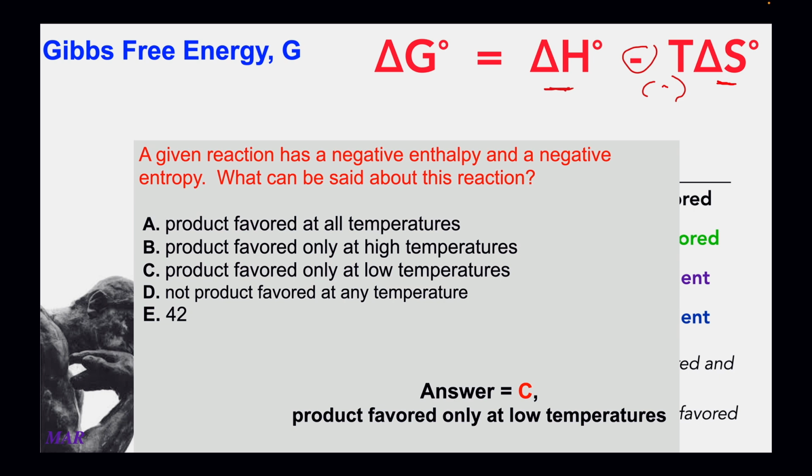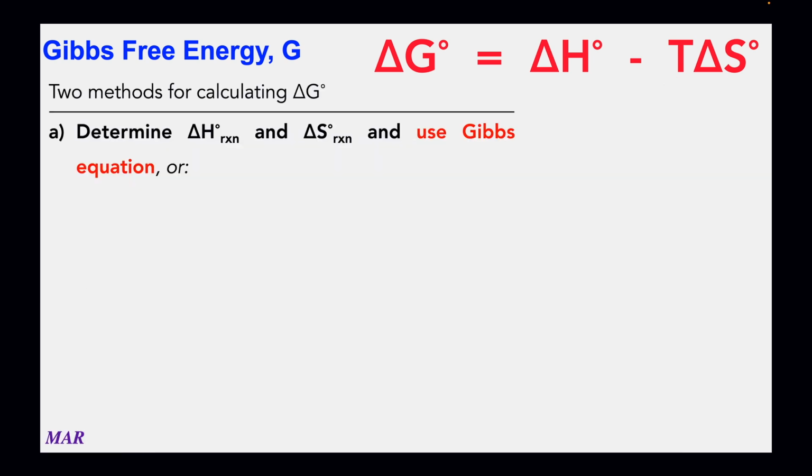Now, low and high are very relative, all right? Low temperatures could be like 2 Kelvin, or it could be 2000 Kelvin. It's hard to say. But past that temperature, that's when things will change, and that's the important part here. So at the lower temperatures, your delta G will be negative, and at the higher temperatures, your delta G will be positive. And that's the effect of T delta S versus delta H, if you will. There are two methods for calculating delta G.